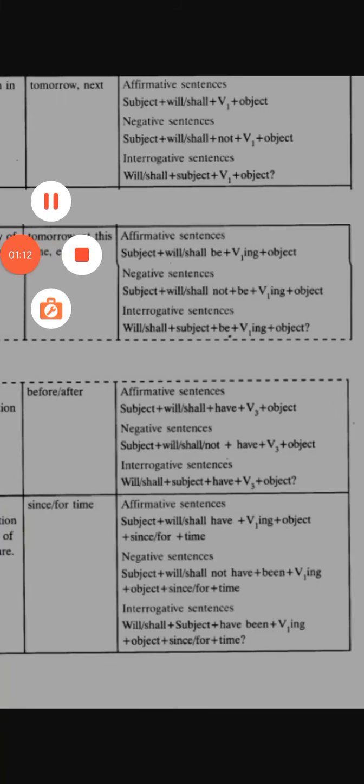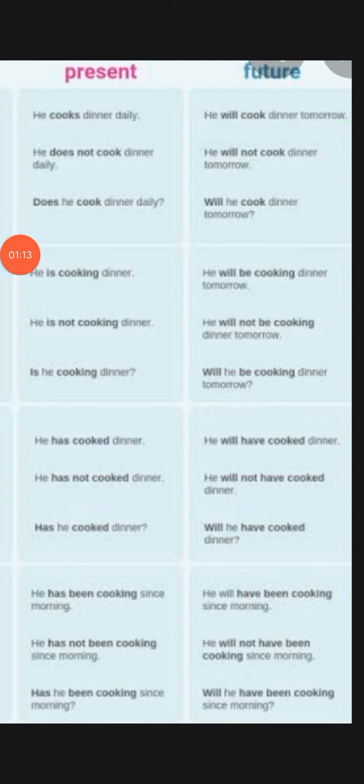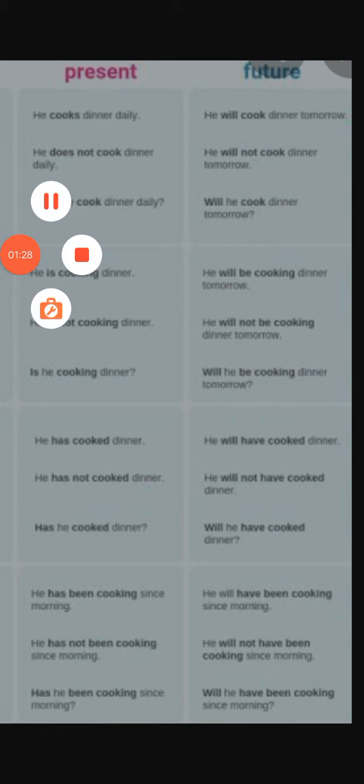Now let's see the example of it. So your example is here: He will cook dinner tomorrow. So along with he, we will use will, then the first form of the verb, cook dinner tomorrow.